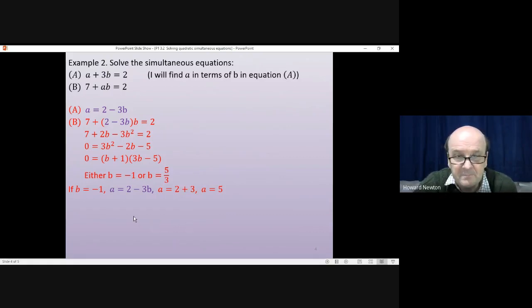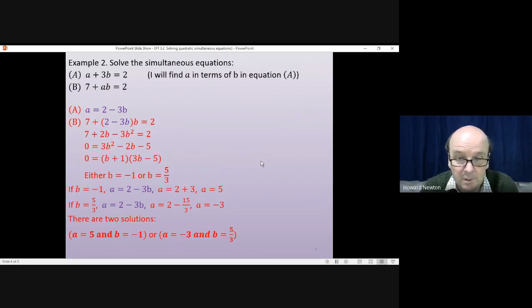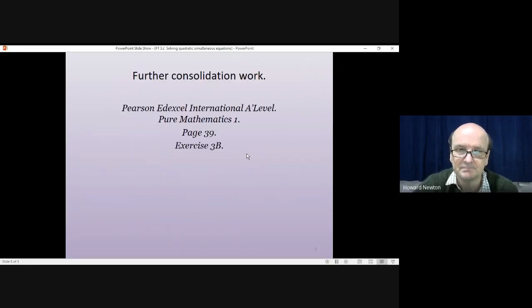If b equals 5/3, 2 minus 3b becomes 2 minus 15 over 3. 15 over 3 is just 5. 2 minus 5 is minus 3. So there's two answers. Just be careful how you write them down. The two solutions are a equals 5 and b equals minus 1, or a equals minus 3 and b equals 5/3. That gets us to the end of this lesson.